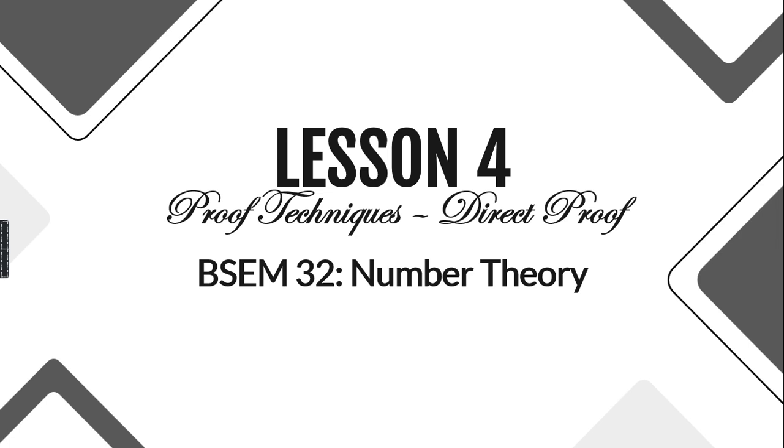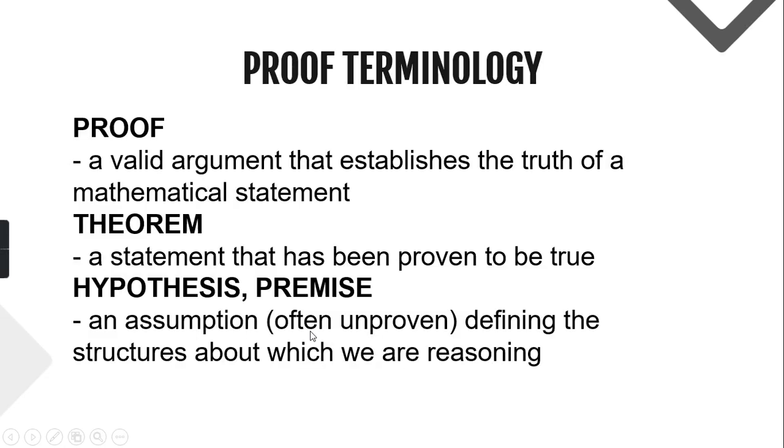So this is our fourth lesson for our subject BSE M32 Number Theory, with the title of Proof Techniques, focusing on the first basic proof, which is direct proof. So let us first define some proof terminologies. First, proof: it is a valid argument that establishes the truth of a mathematical statement.